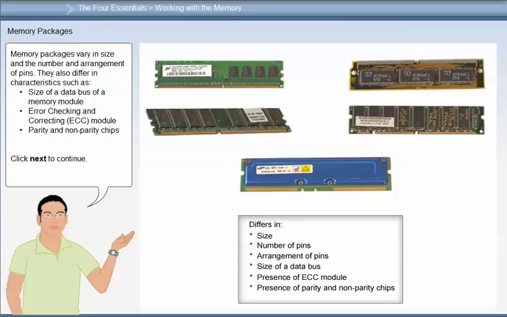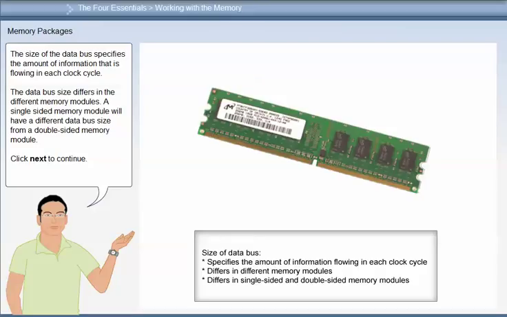They also differ in characteristics such as size of a data bus of a memory module, error checking and correcting module, that is ECC, and parity and non-parity chips. The size of the data bus specifies the amount of information that is flowing in each clock cycle. The data bus size differs in the different memory modules. A single-sided memory module will have a different data bus size from a double-sided memory module.